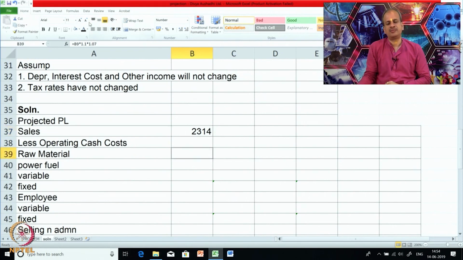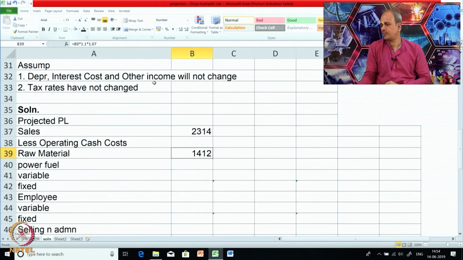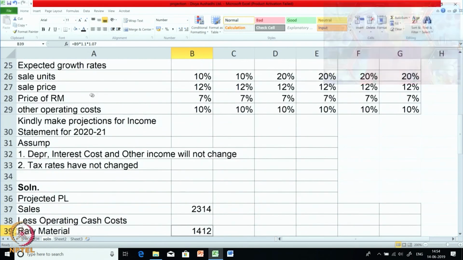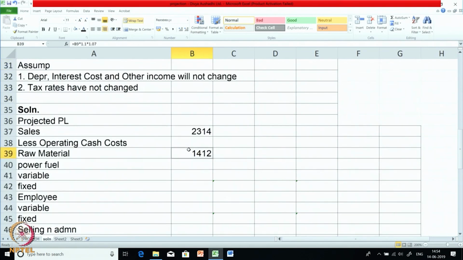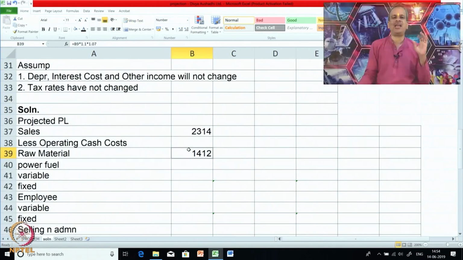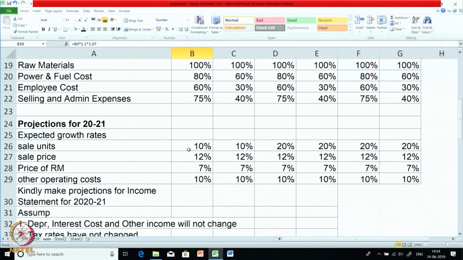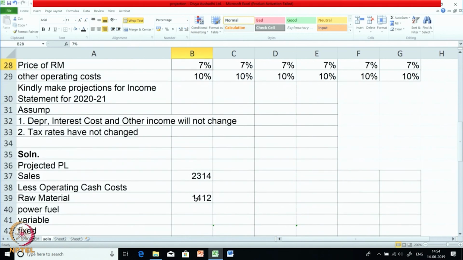Now for raw material, 1412. You can see raw material is a completely variable item, so it changes with the level of activity. So last year's figure into 1.1 into 1.07. 1.07 because prices of raw material are increasing by 7%. Are you getting it? Being a completely variable item, it changes because of two reasons. One is the change in sale units, 10%, so 1.1, and the change in raw material prices, 1.07.